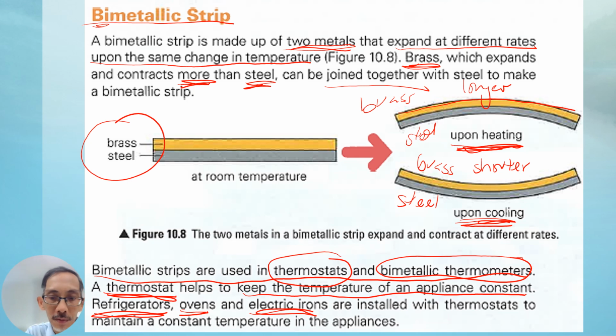So a thermostat inside these appliances, by you setting the temperature, you are actually setting this control in the thermostat so that the temperature in the refrigerator, the oven and the iron will not go below or higher. It will be kept at the constant temperature that you want. So in the next slide we will look at more details of what happens, how the bimetallic strip works. See you next slide.